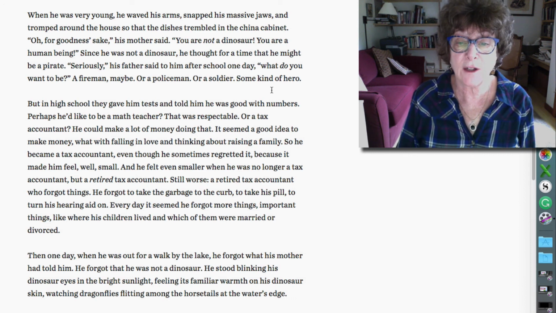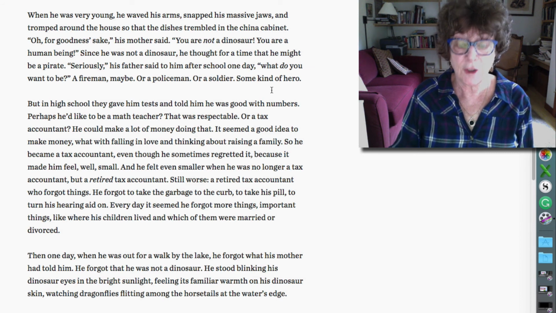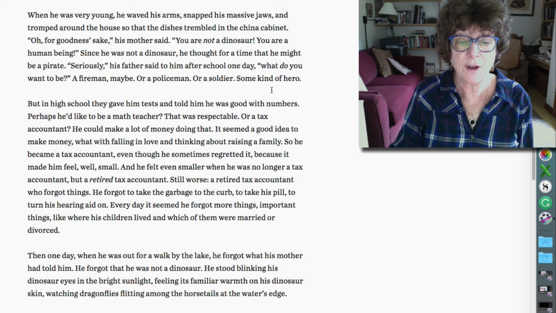He forgot to take the garbage to the curb, to take his pill, to turn his hearing aid on. Every day it seemed he forgot more things, important things, like where his children lived and which of them were married or divorced. Then one day, when he was out for a walk by the lake, he forgot what his mother had told him. He forgot that he was not a dinosaur. He stood blinking his dinosaur eyes in the bright sunlight, feeling its familiar warmth on his dinosaur skin, watching dragonflies flitting among the horsetails at the water's edge.